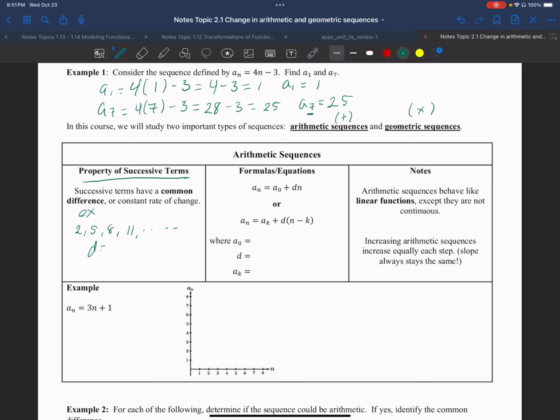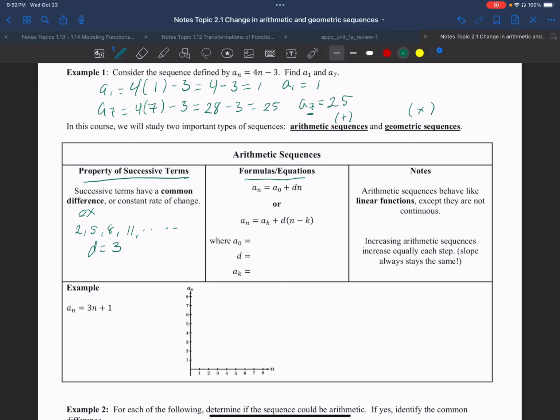So that is called the common difference, represented by the letter d. Your common difference can be positive or negative depending on the situation. Here we have an example where d is equal to positive 3, which means we're adding 3 after each term, or we're adding 3 at a constant rate because the number that we're adding doesn't change.